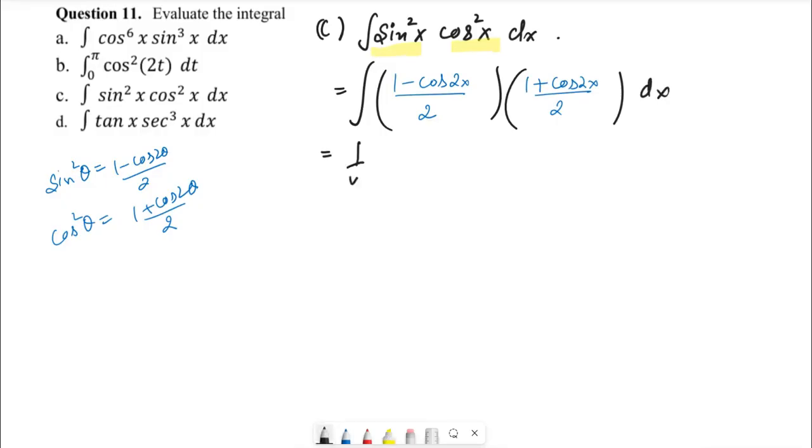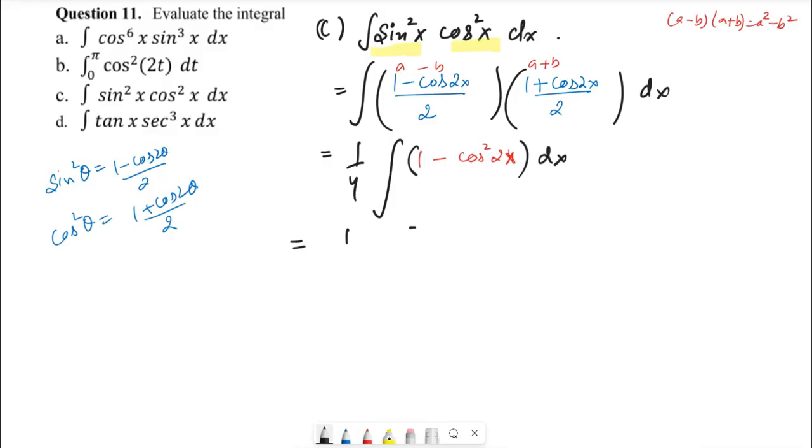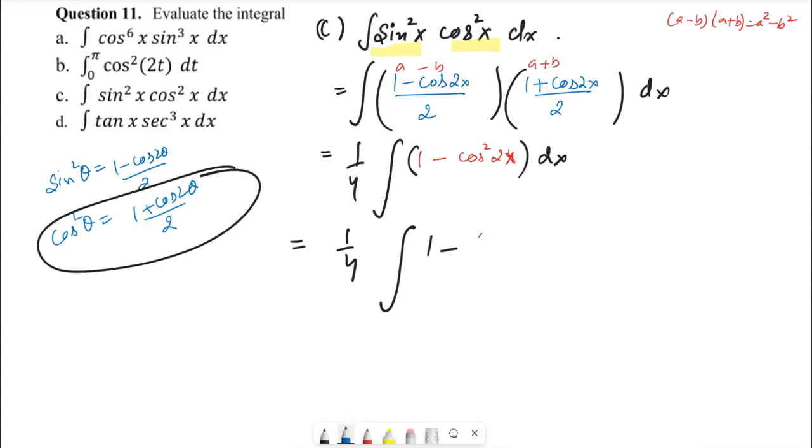2 times 2 is 4, 1 by 4 outside. Now this looks like a minus b times a plus b. A minus b times a plus b is a square minus b square. So that should be 1 minus cosine square 2x, by 4 before we took it out, dx. Now 1 is easy to integrate, but for cosine square we need to use the formula one more time. Integral 1 minus cosine square is 1 plus cosine double of what angle? So that will become 4x now by 2 dx.